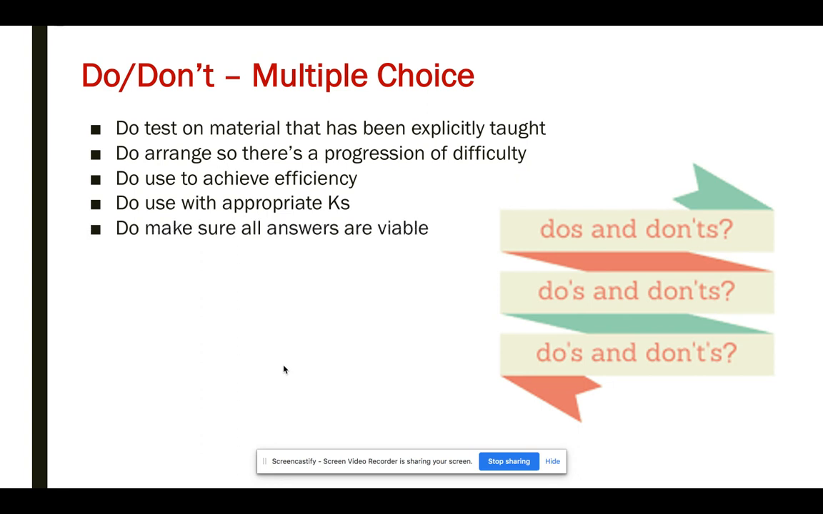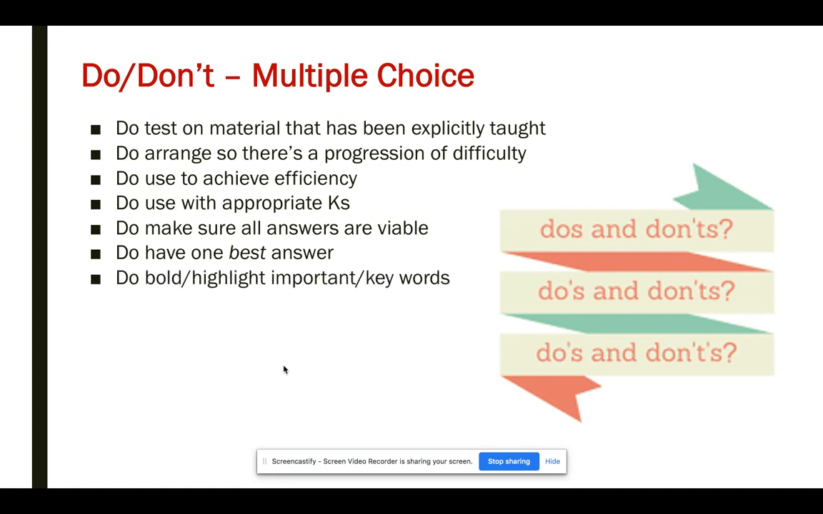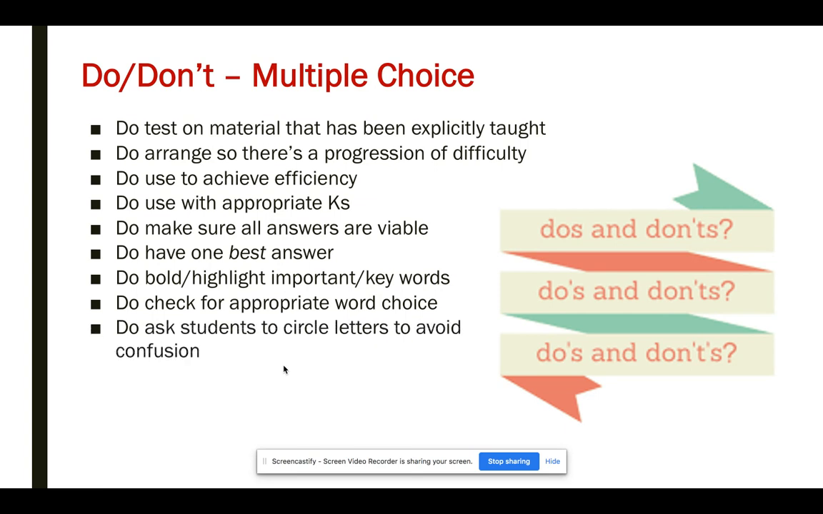Do make sure all answers are viable. There's got to be something in them that would make them under contention as a correct answer, but there should be one clear best answer that really is defensible. Do bold or highlight important words or key words. Do check for appropriate word choice. Don't use words that could be confusing. Do ask students to circle the letters to avoid confusion. Instead of having them write the letter on a blank at the beginning of the thing, have them actually circle it on the test or type in the answer if you're taking it online, of course.